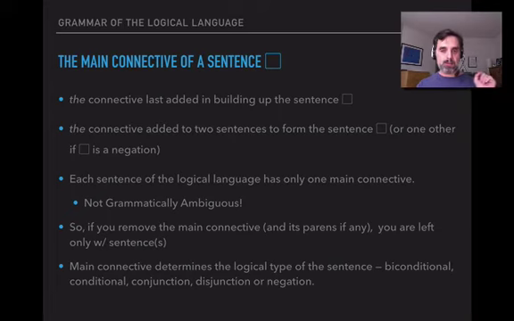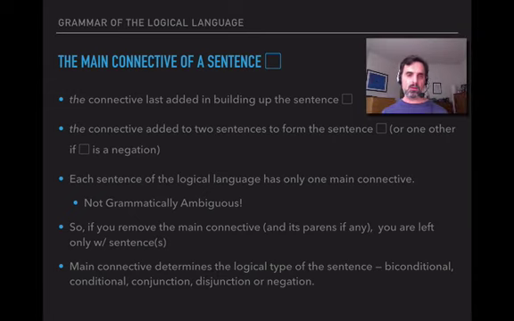But the key thing is that each sentence has only one main connective. The main connective is what was added last to build the sentence. And then the main connective tells you what kind of sentence it is. Is it a biconditional, a conditional, a conjunction, a disjunction, or negation? Well, whatever kind of symbol was added last, that's what kind of sentence it is. If a conditional was added last to build a sentence, it's a conditional sentence.